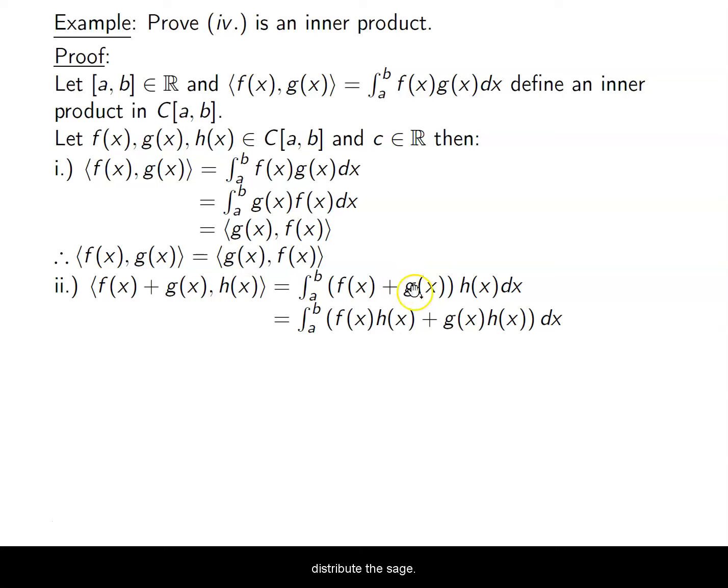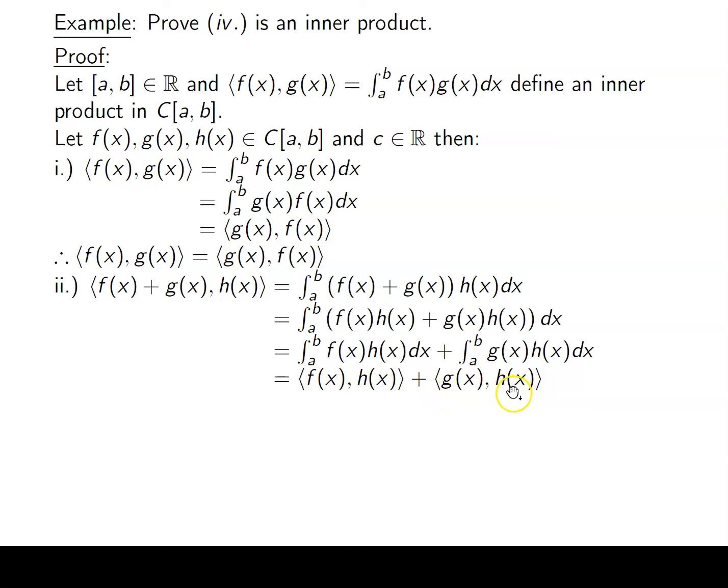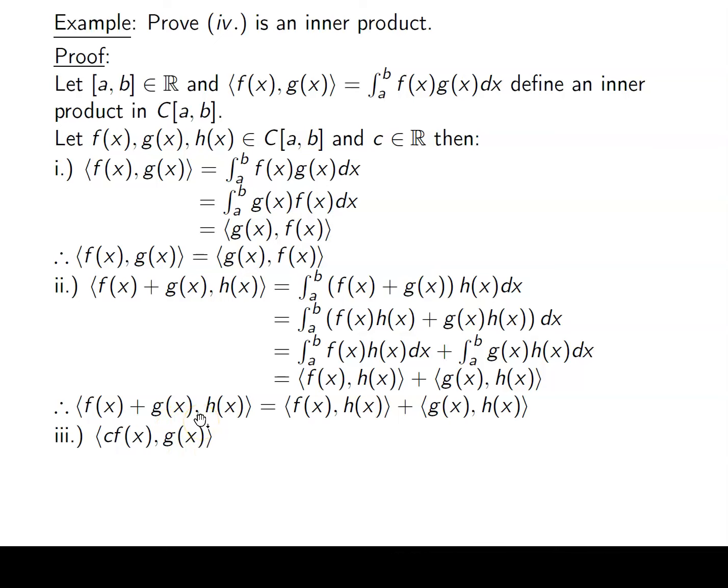So I can distribute this h across that parentheses. I still have parentheses here because this is one integral still, right? But with integration you can separate across the sum. So now I have f of x and h in one integral, g of x and h of x in the other. And what do you know? That is exactly what this looks like on the other side, f of x and h plus g and h. Not g and h, but inner product with h, which is what I needed to show, right? So that's that second property.